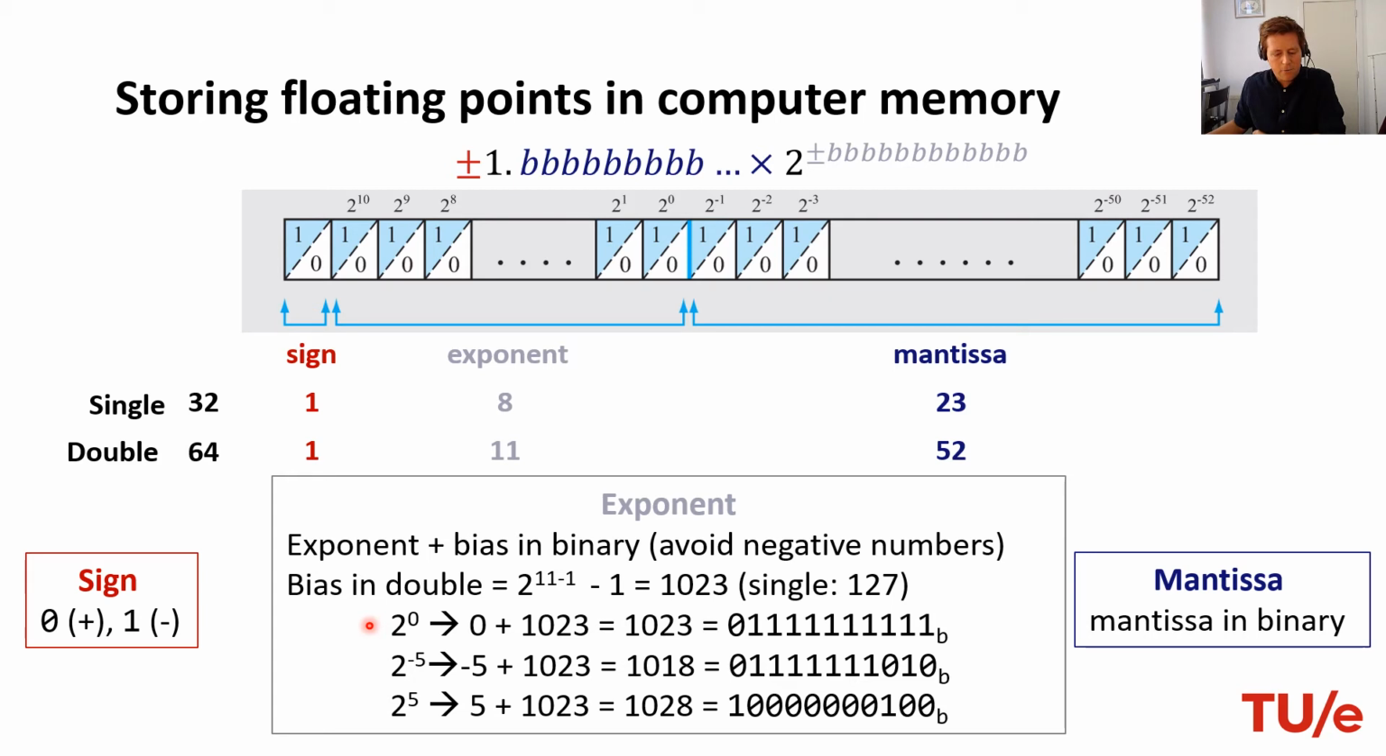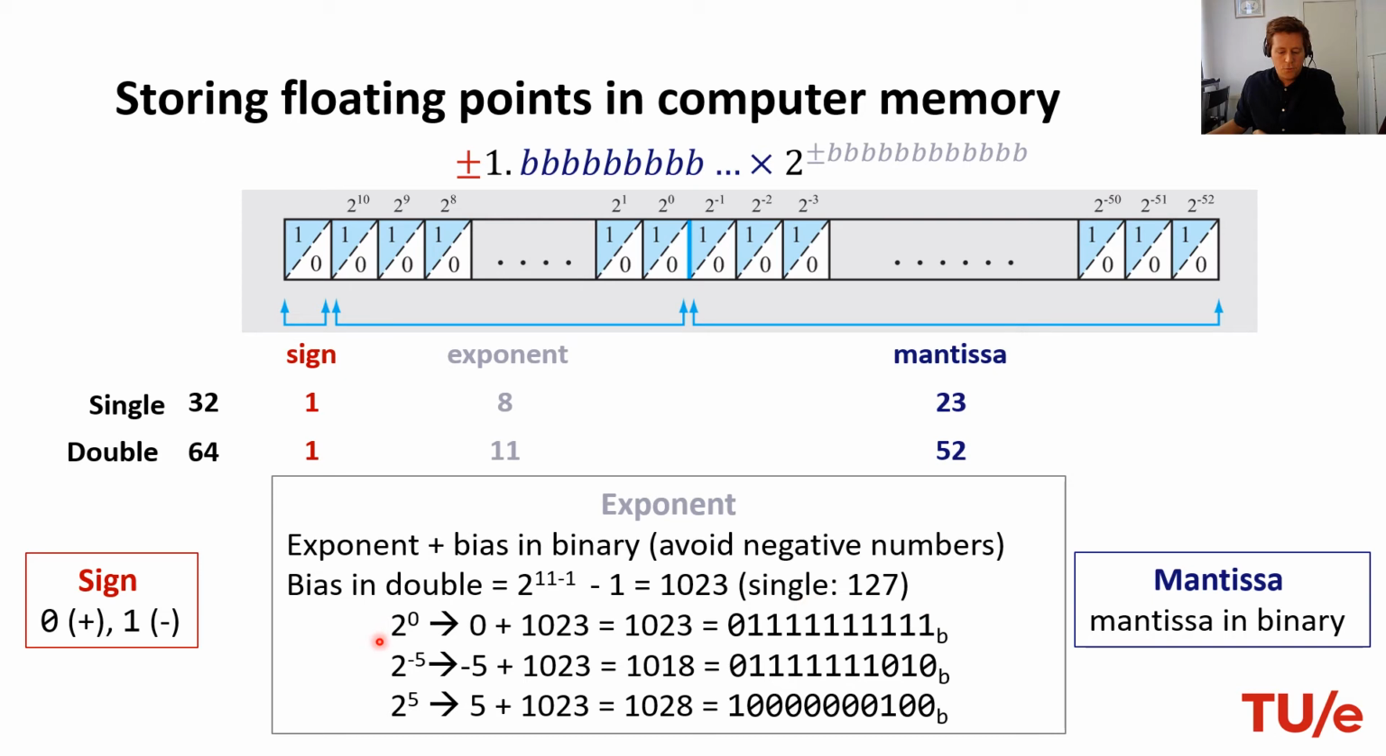Let's say that our real exponent is 0. So we have a 2 to the power 0 here in the base and the exponent. Well, then we have to add to this 0 the number 1023. So that's the bias. So the exponent plus bias that we have to store is 1023. And in binary, this would be 0, 1, 1, 1, 1, 1, 1, 1, etc.